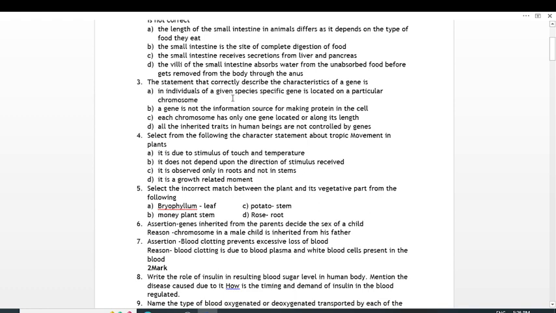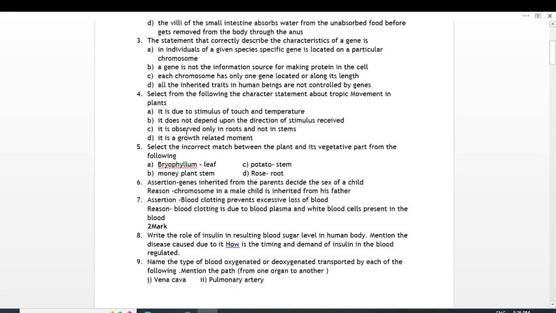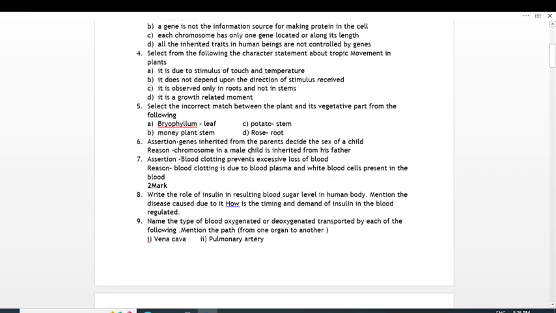And next one, the statement that correctly describes the characteristics of a gene. So one of the following describes the correct characteristics of a gene. So here the answer is A. In individuals of a given species, a specific gene is located on a particular chromosome. That is the correct answer. Next one, select from the following the correct statement about tropic movement. You know the tropic movements, those are related to growth. So the answer is growth related movement. The option D is the correct answer.